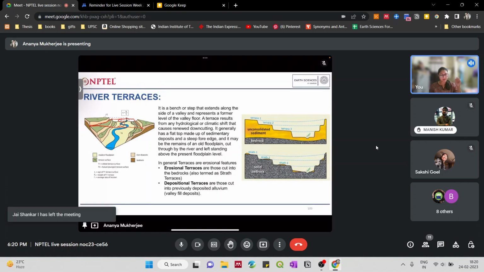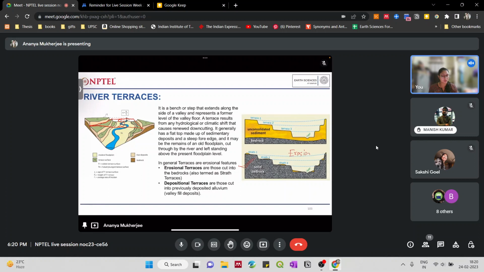There could be two types of terraces that we see, erosional and depositional. Erosional terraces are usually seen in areas where you have very solid bedrock present. Bedrock is the rock on which you will find a lot of sediments being deposited. Where erosional terraces are formed, mostly sediments are low in quantity with respect to the bedrock that is present.